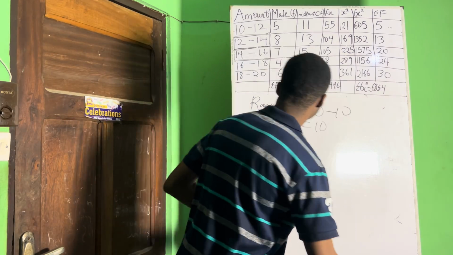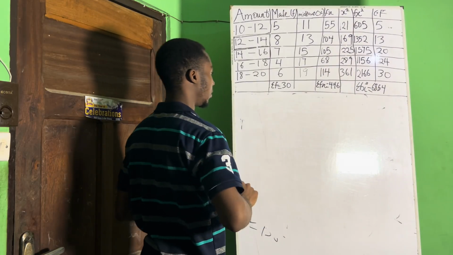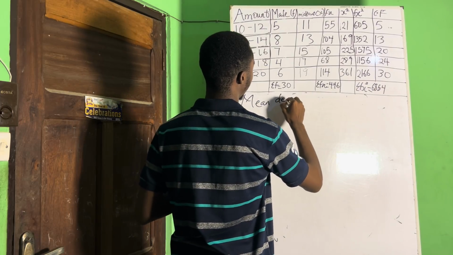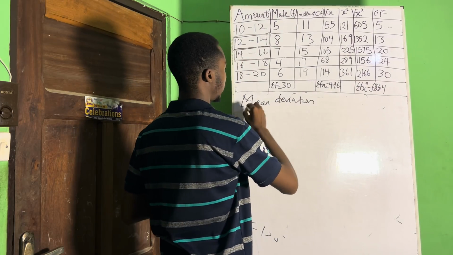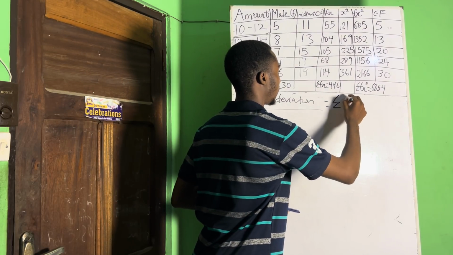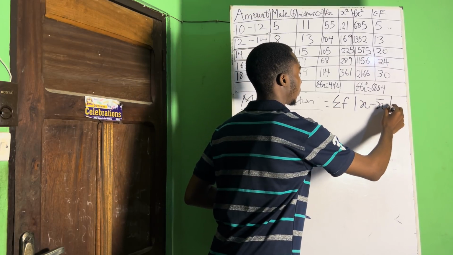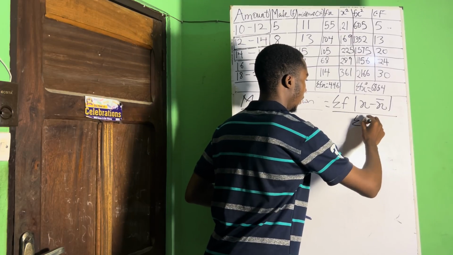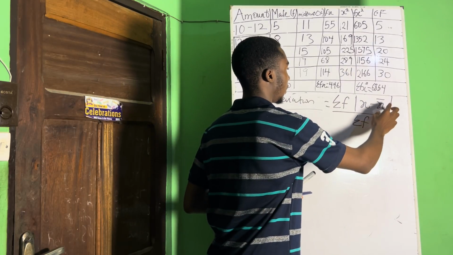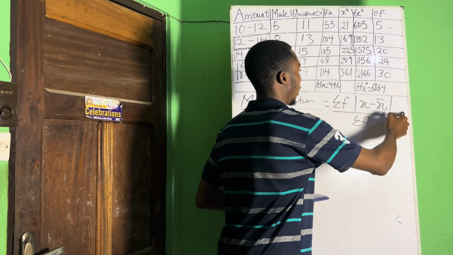Then the last thing they can ask you to find is the mean deviation. And the mean deviation, a lot of students have challenges with it. So I'll try and break it down. So mean deviation. All right. Now the formula for the mean deviation is sigma f, then you have x minus x bar, over sigma f. All right, so this is the formula for the mean deviation: sigma f, then x minus x bar over sigma f.